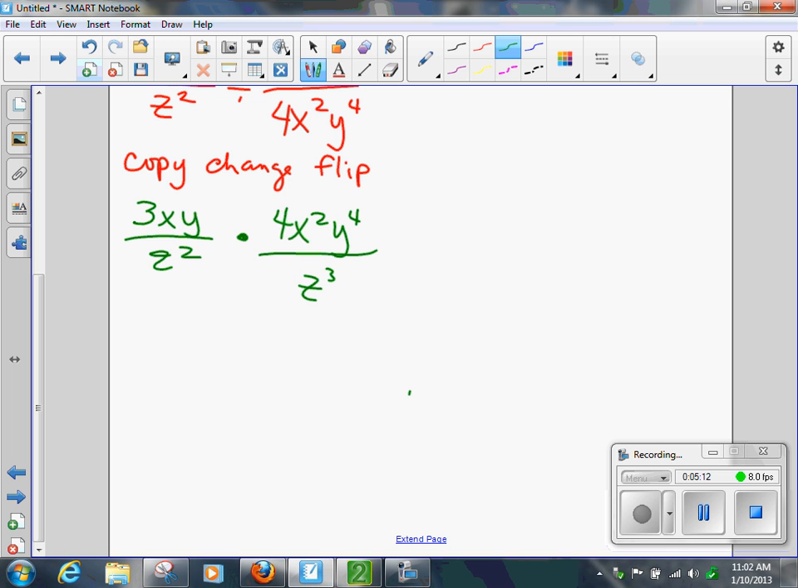What's that numerator going to be? 12 who? X cubed, y to the 5th, over z to the who? To the 5th. Do you guys agree with that? A few little nods, yeah, thank you. That's old school. That's easy.